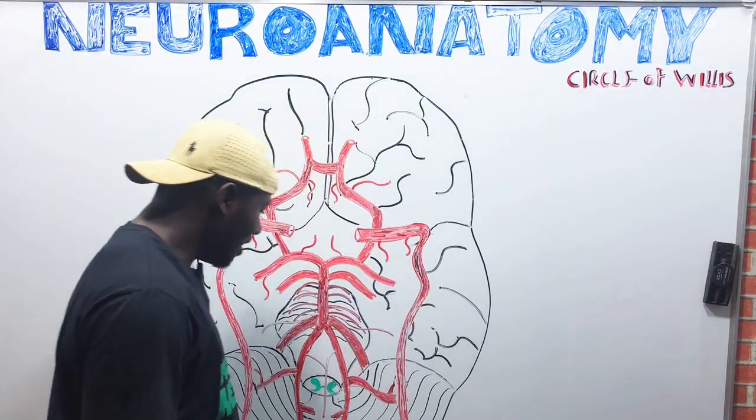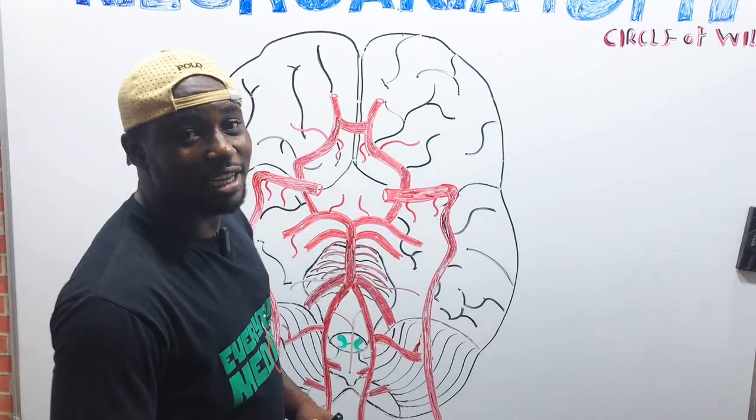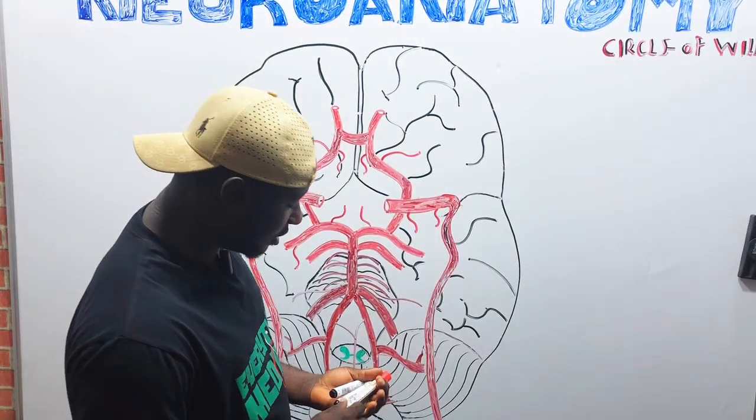Now, this is the structure that we shall be using to appreciate the Circle of Willis. Right? So the first thing is introduction.